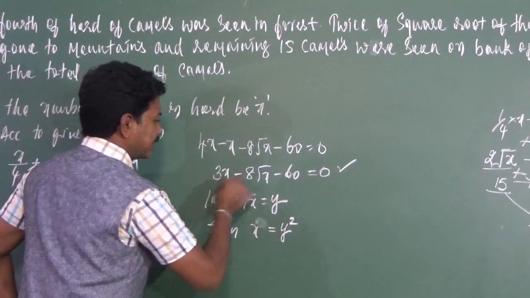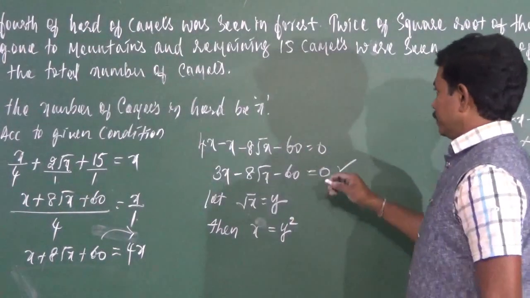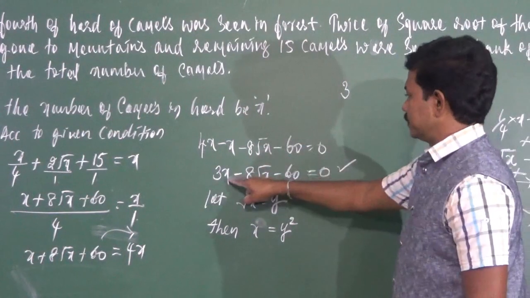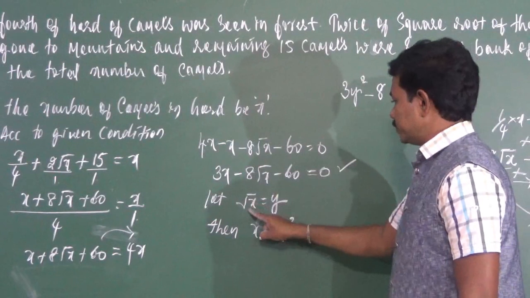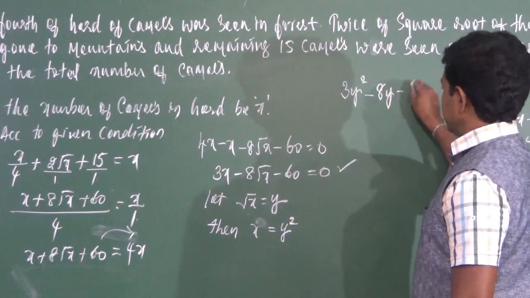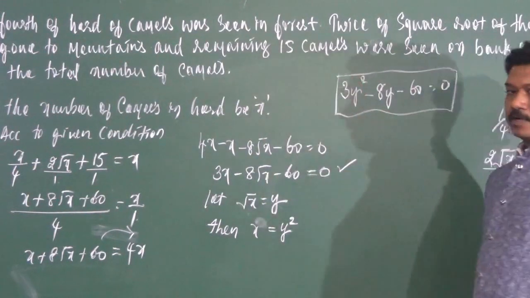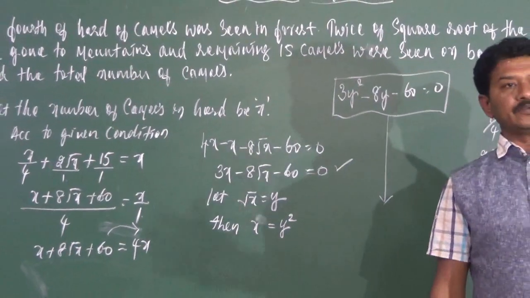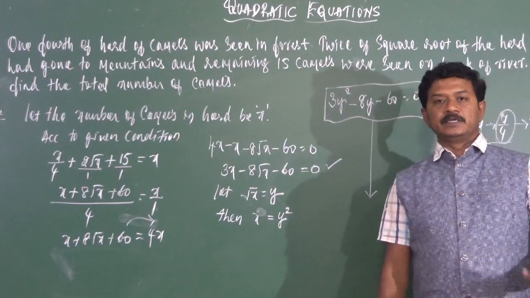Using these two results here, we can convert this into a quadratic equation. So 3x, what is x equal to? y square. So instead of x, I am going to write 3y square minus 8, what is root x equal to? y, minus 60 is equal to 0. So this is the required quadratic equation. This is the beauty of the problem. Go on solving this by the method of factorization. The positive value of y will give you the total number of camels in the herd.